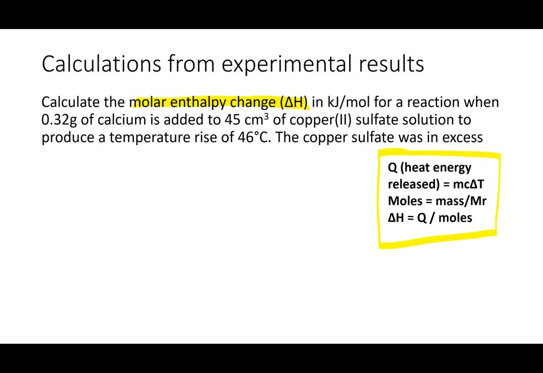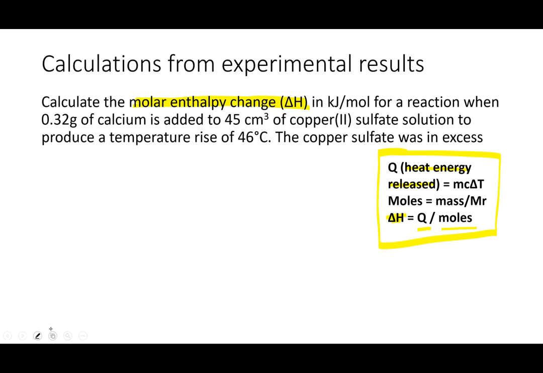So if we look at molar enthalpy change, delta H, it consists of two parts. Q, which is heat energy released. So that's the measured energy released from a reaction. Okay, so we're going to be using our temperature rise and experimental data to work that out. And it's per mole, so we need to work out how much reactant we reacted. Okay, and then we put those two together, and that allows us to calculate the molar enthalpy change, so the change in energy per mole of reactant.